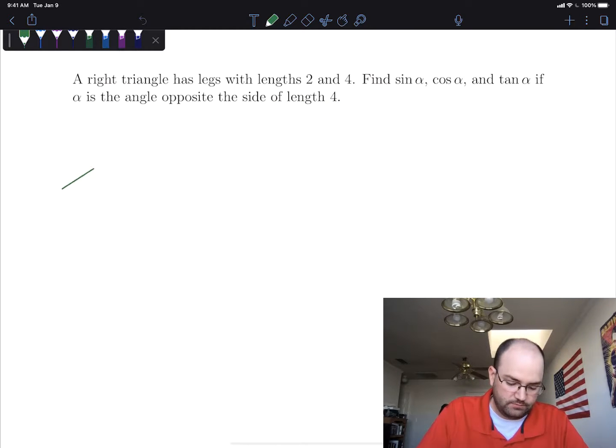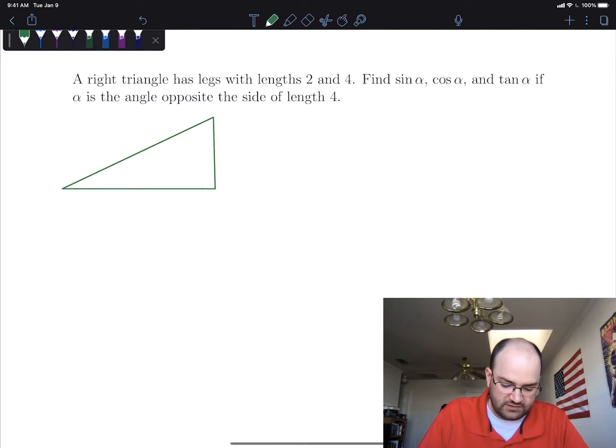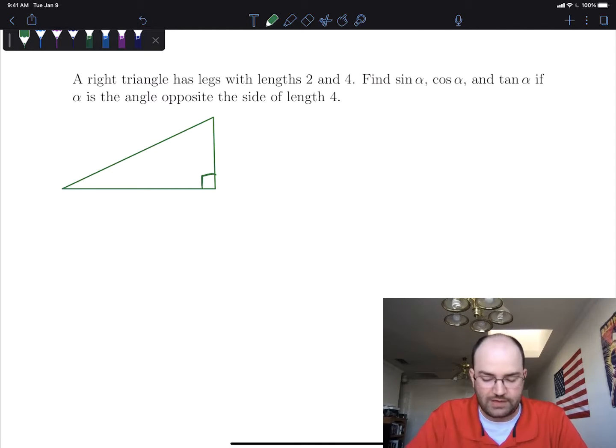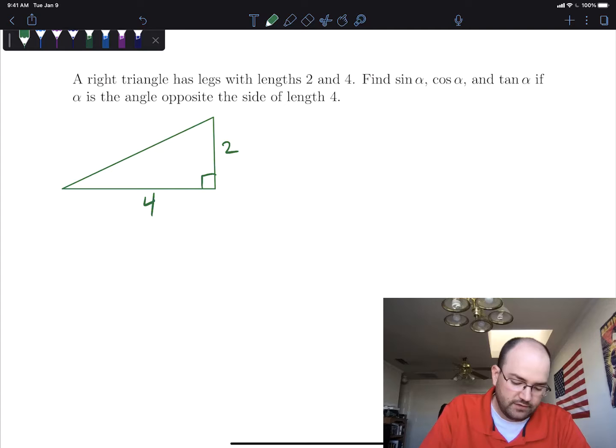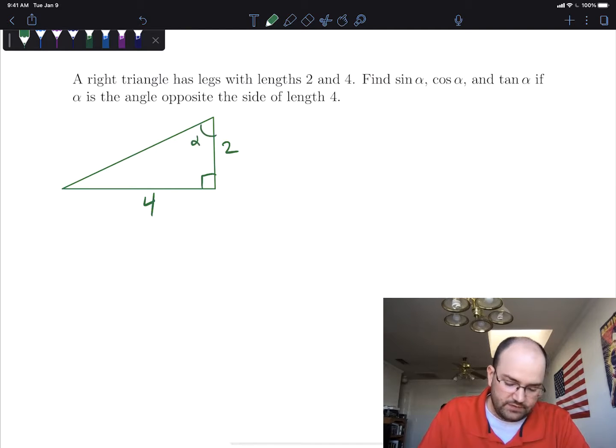Okay, so here we want to draw a triangle because we don't have one yet. Now, it doesn't have to look like this, and notice that it's not a perfect right triangle, but it doesn't really matter. We're told that the legs are lengths 2 and 4. So say that's 2 and that's 4. What I need to know is where's alpha? Well, alpha is the angle opposite the side of length 4. Now, opposite goes over there. So that's where alpha is.